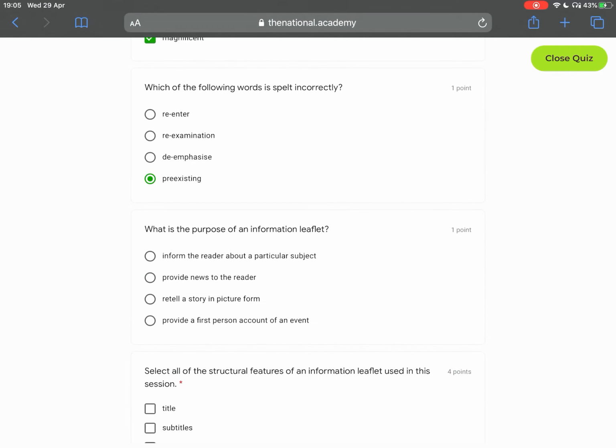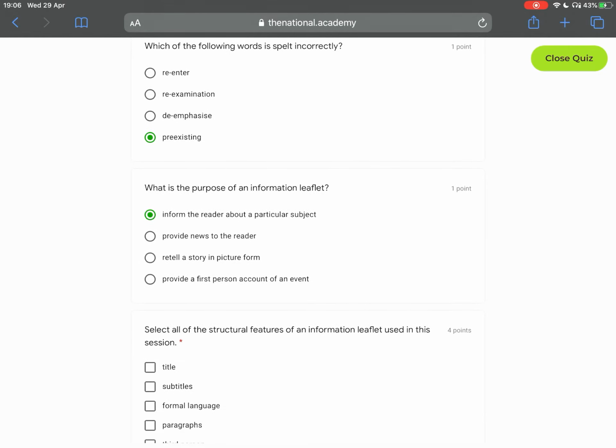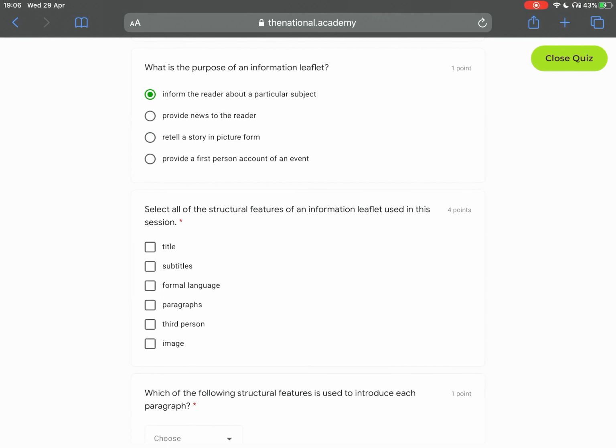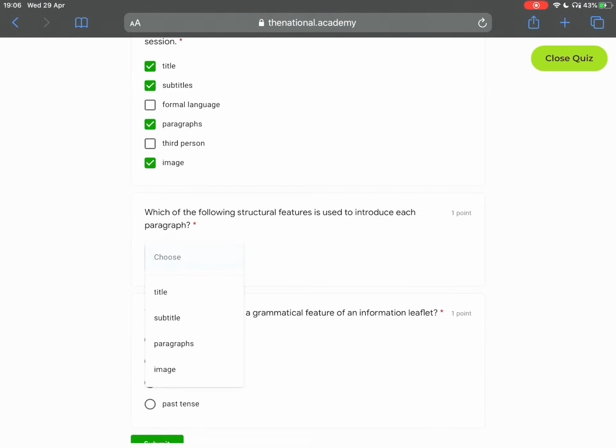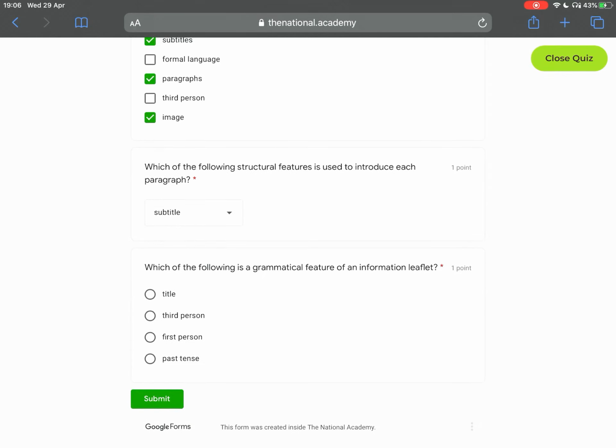What is the purpose of an information leaflet? This one should be to inform the reader about a particular subject. Select all the structural features of an information leaflet used in this session. Here should be title, subtitles, paragraphs, image. Which of the following structural features is used to introduce each paragraph? Here it should be subtitle. And which of the following is a grammatical feature of an information leaflet? This one should be third person.